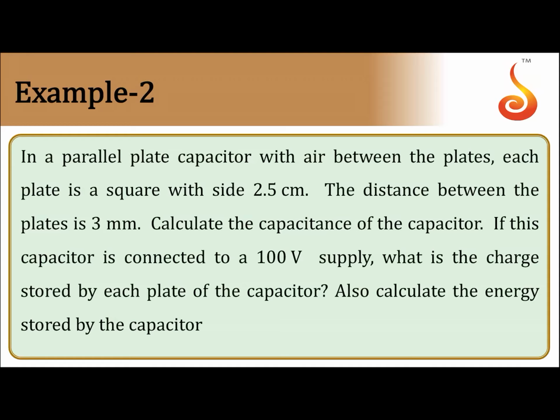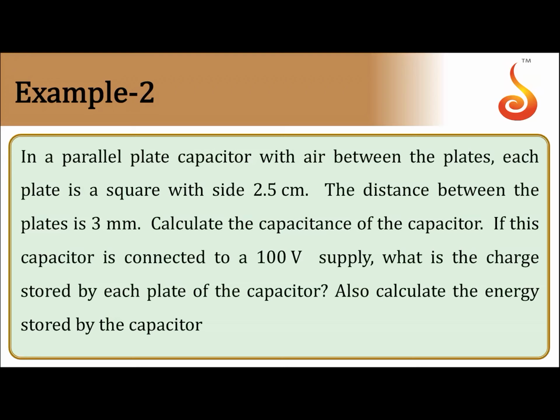In a parallel plate capacitor with air between the plates, each plate is a square with a side of 2.5 centimeter. The distance between the plates is 3 millimeter. Calculate the capacitance of the capacitor. If this capacitor is connected to a 100 volt supply, what is the charge stored by each plate of the capacitor? Also calculate energy stored by the capacitor.